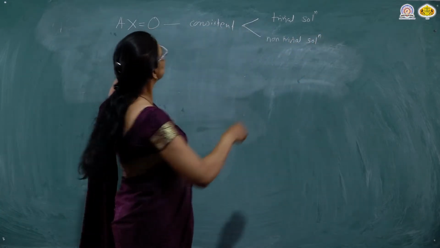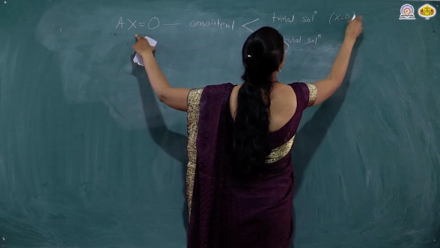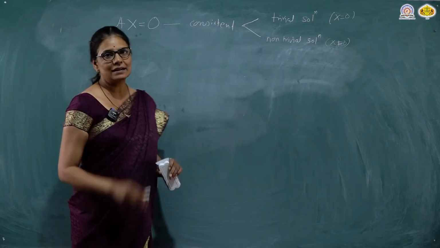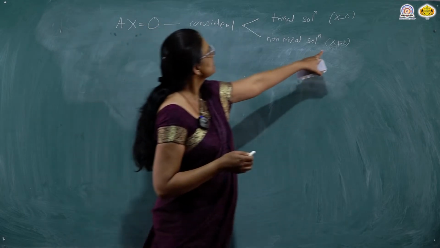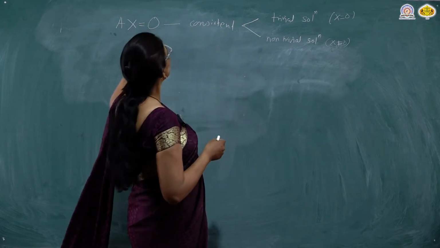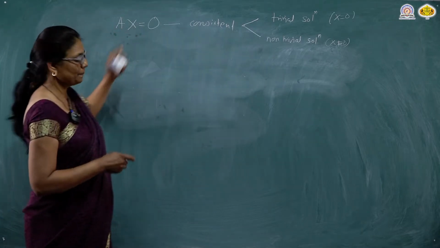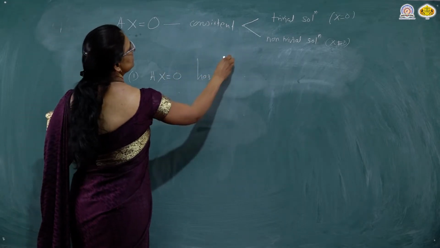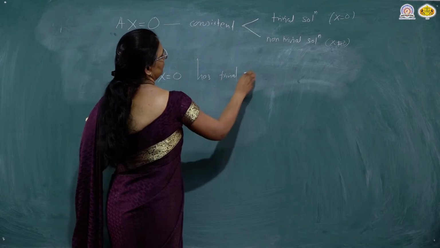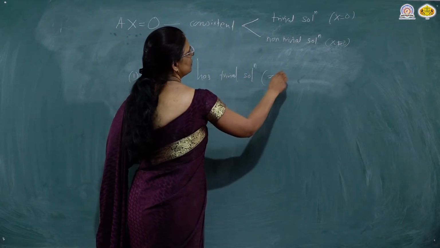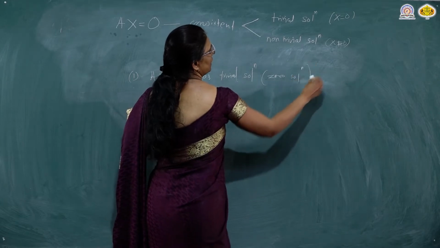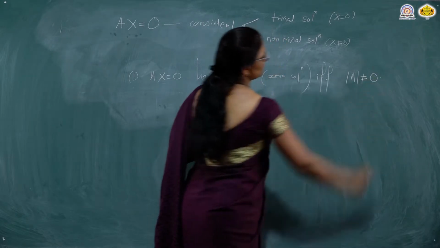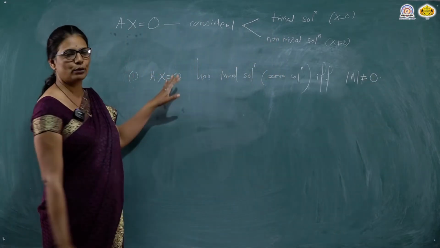Okay, trivial solution means the value of each variable is equal to 0, and non-trivial means at least one value in this x matrix is non-zero. So there is one result related to this. So this system Ax equals 0 has trivial solution, you can also say zero solution, if and only if the determinant of the coefficient matrix is not equal to 0. This is an important result while solving problems.